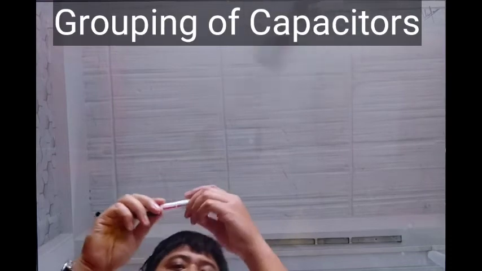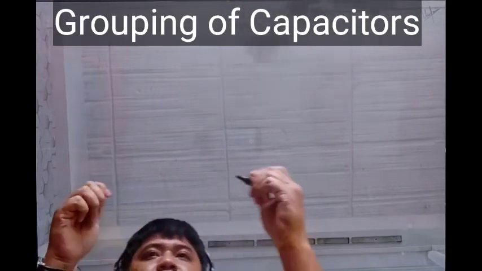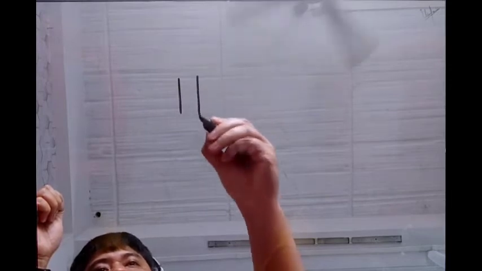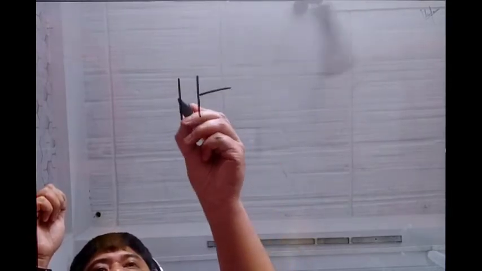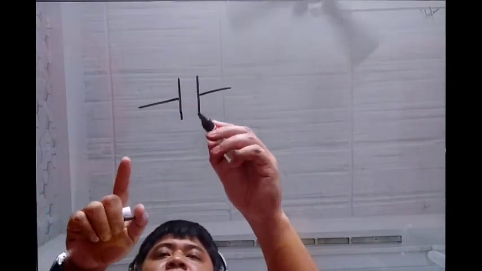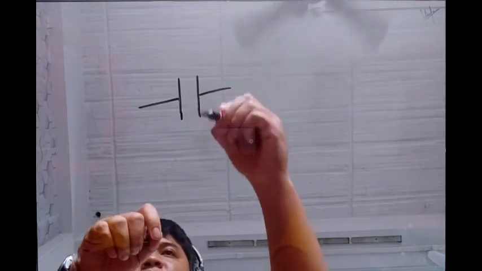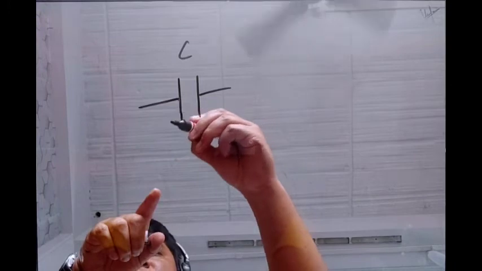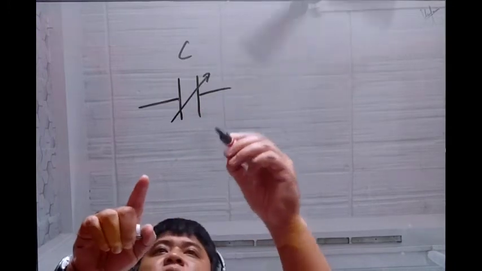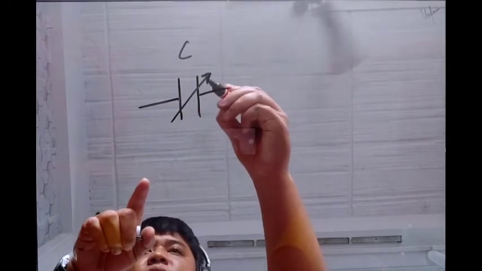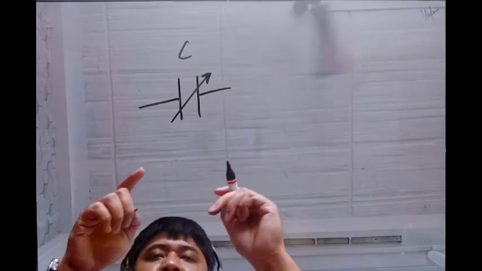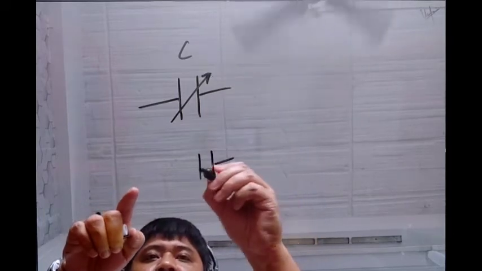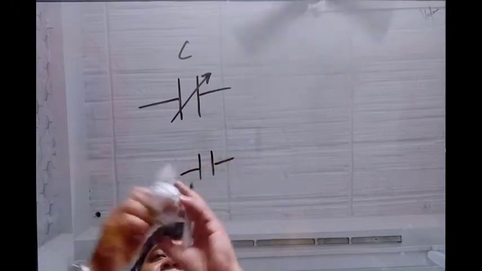In this video, I'm going to explain grouping of capacitors. The symbol of capacitor is like this. This is a capacitor of capacitance C. If it is a variable capacitor, the symbol for variable capacitor is like this. This is not a variable capacitor.